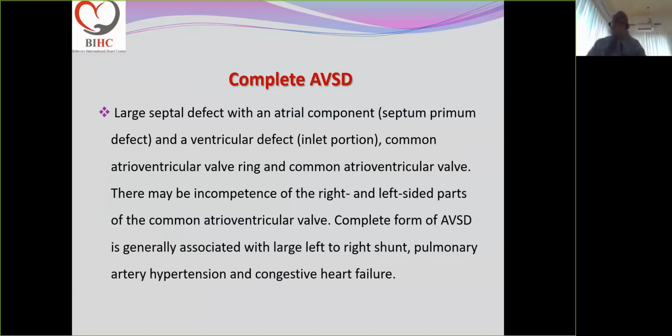So in a complete AV defect, you would notice that I'm using the words AV canal defect and AV septal defect interchangeably. It's called AV canal defect because the main derivatives which are affected in this are derived from the endocardial cushion. So the other term is endocardial cushion defect. And we use the word AV septal defect because the atrioventricular part of the ventricular septum is deficient in this condition.